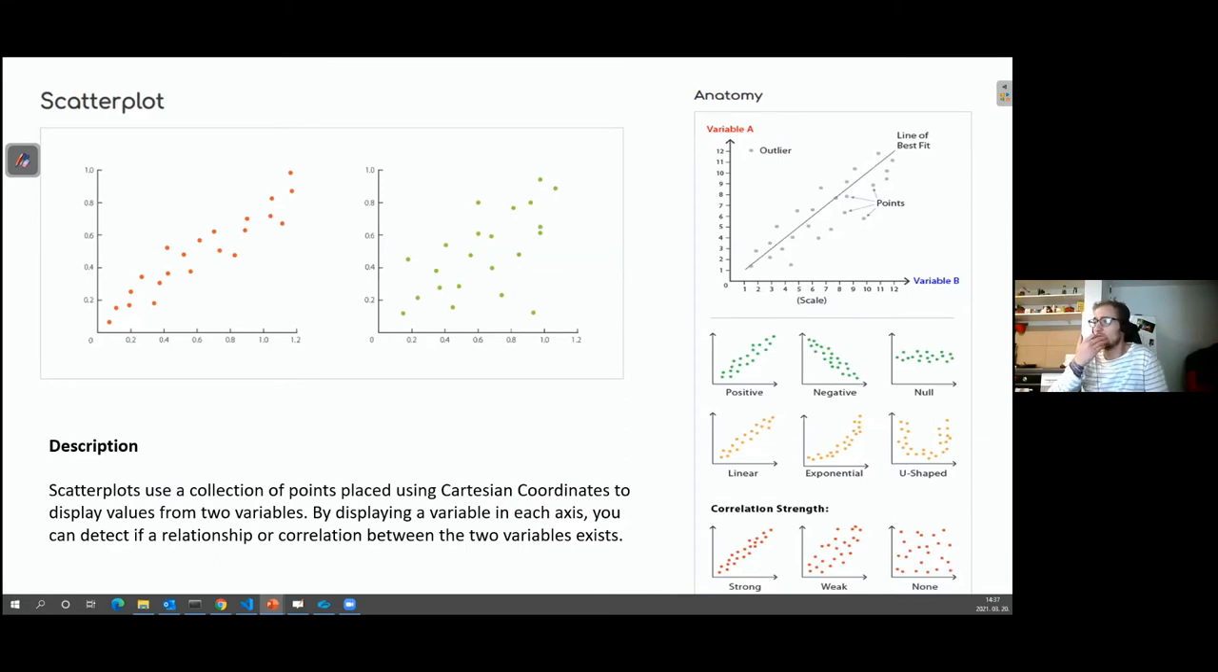I want to show that if there is no correlation, then our scatter plot looks like something where you cannot realize a line in the dot structure.